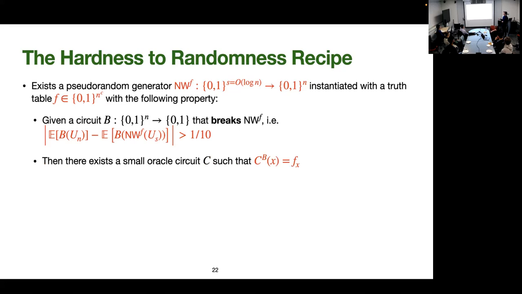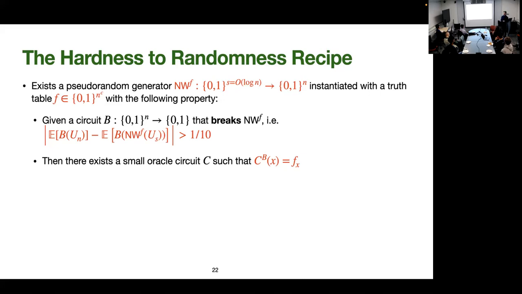Then there exists a small oracle circuit, C, such that blah happens. So what is blah? It gives C the ability to ask B questions. So C has the ability to ask B, like, can you return your value on string X or something like that? And other than that, C is honestly not doing that much. And then you give C an input x, and it computes the xth bit of f.